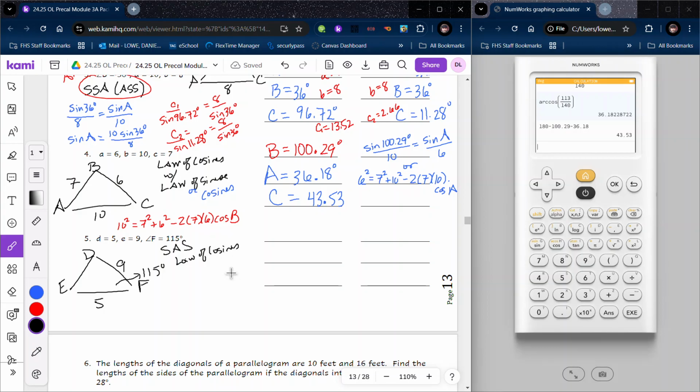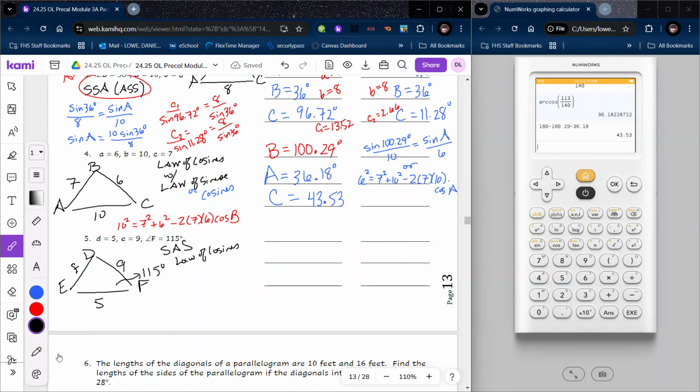And with the law of cosines, I would have the following, right? With the law of cosines, I'm going to need to find the length F, and I'm going to need to find my other angles. So let's go ahead and do that work.